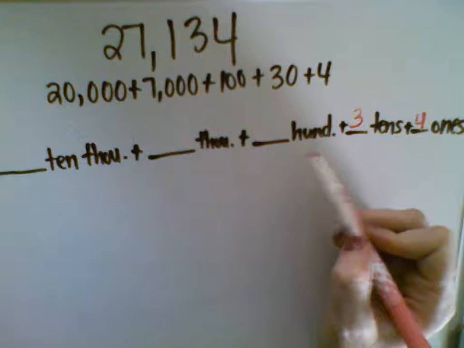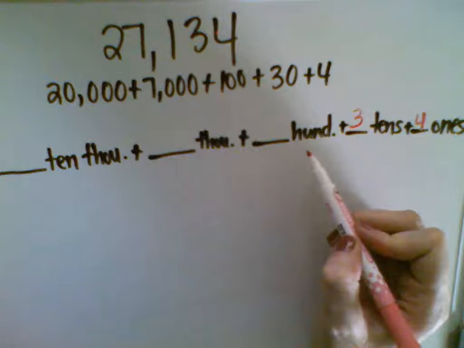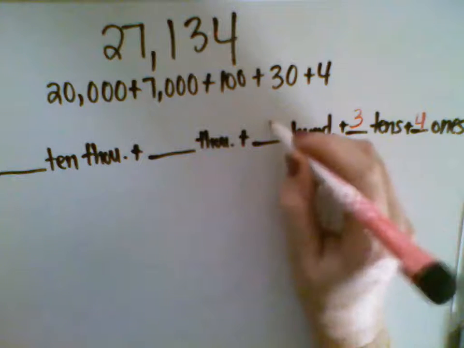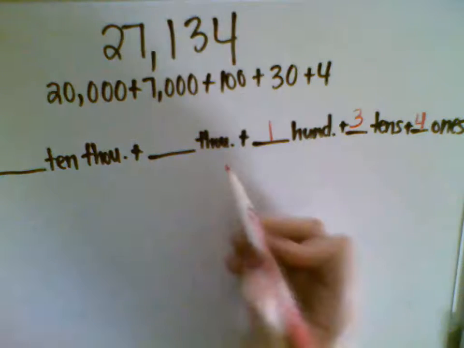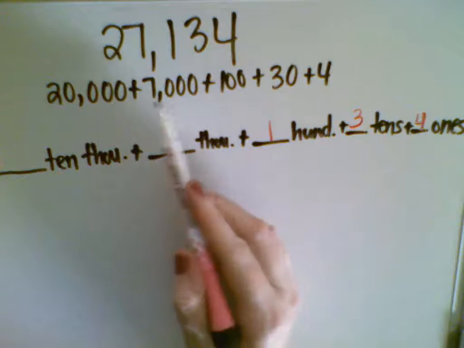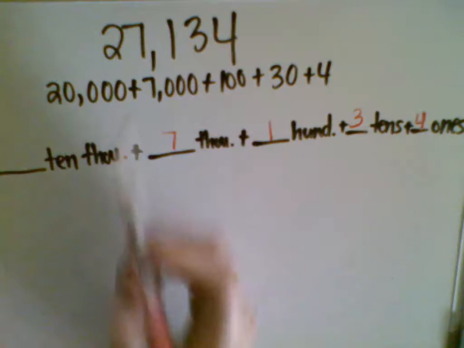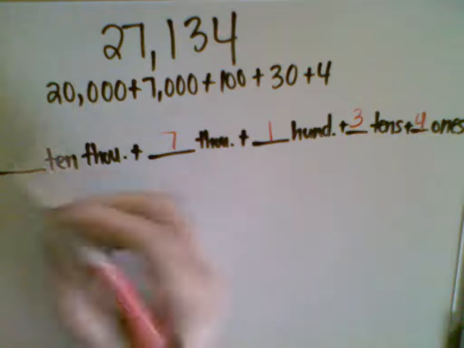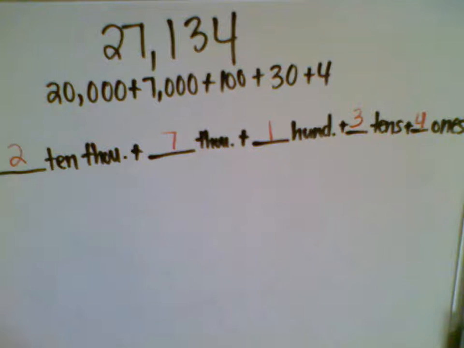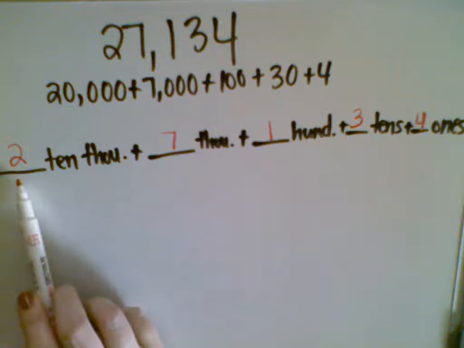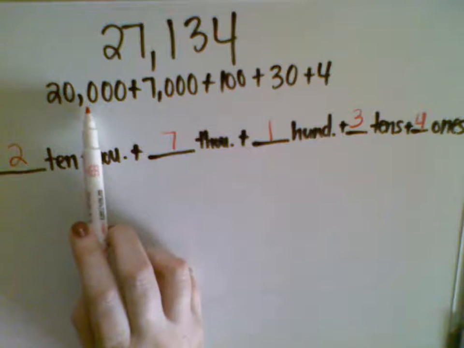I move over to the hundreds and I have 100. So that means there's going to be a 1 right here. Then I move over to the thousands place and that is 7. So that means I have 7 thousands. And then I move over to the 10,000s place and I have 2 of those. So then I have 2 10,000s. So you would be able to look at this and say I have 2 10,000s, which is equal to 20,000.